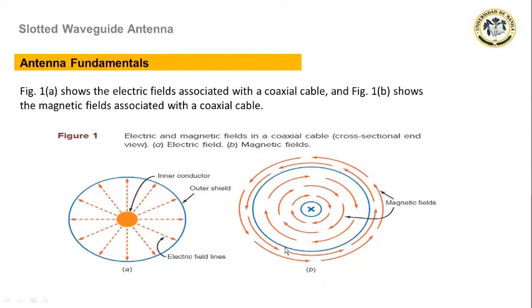Figure 1a shows the electric fields associated with the coaxial cable, and Figure 1b shows the magnetic fields associated with the coaxial cable. The electric field lines are fully contained by the outer shield of the cable, so none are radiated. The direction of the electric fields reverses once per cycle. So letter A is the electric fields and letter B is the magnetic fields.